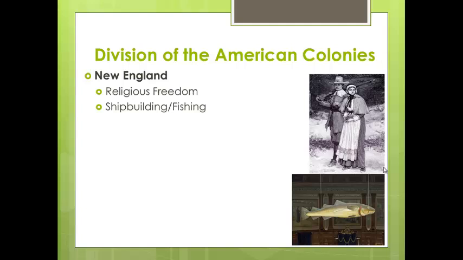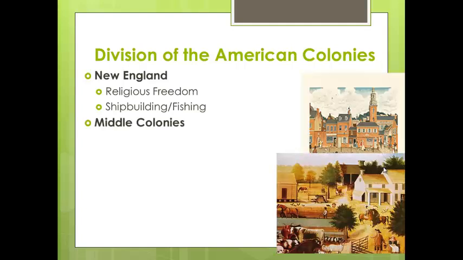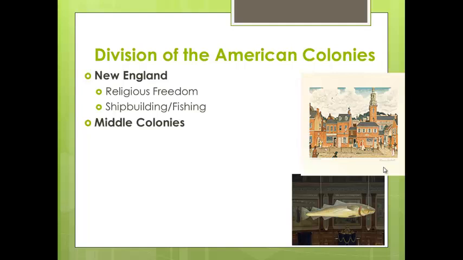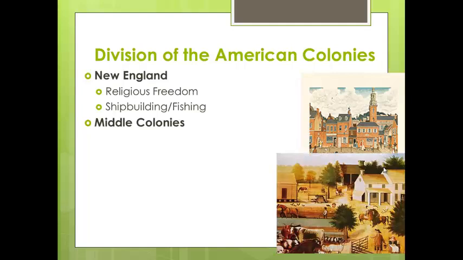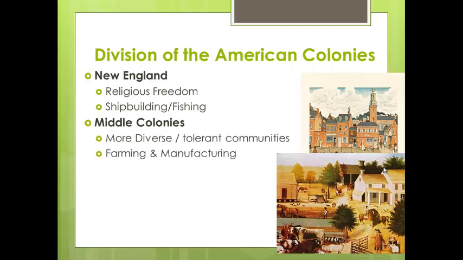What about the middle colonies? Well, we consider the middle colonies to be a little more diverse, at least diverse in regards to the colonial time period we're studying. So we see the middle colonies, areas like Pennsylvania, New York, New Jersey, again, tend to be more tolerant when it comes to religious freedom. Also, farming and manufacturing tend to be the center of their economic development.